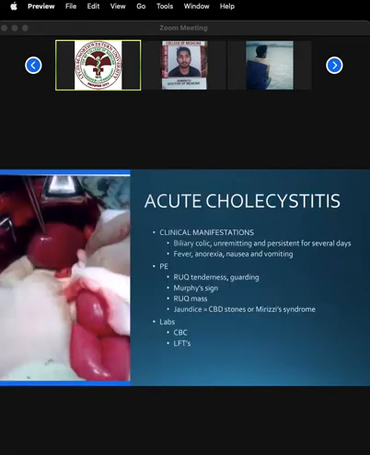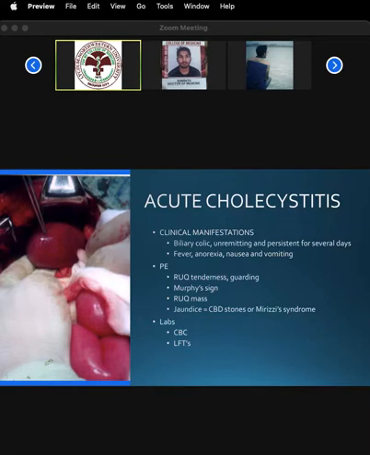What are the clinical manifestations? Patients present with biliary colic that may be unremitting and persistent for several days. This may be associated with fever, anorexia, nausea, and vomiting. If you observe the patient, these patients usually try to lie still on the bed because every time he moves, the peritoneum gets irritated and it will be very painful for him.